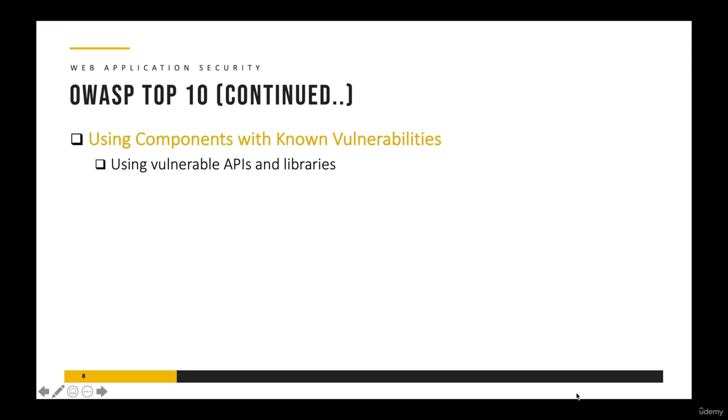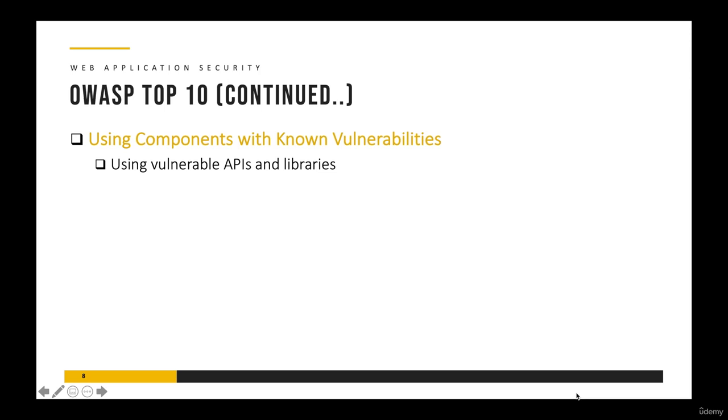So next is using components with known vulnerabilities. This vulnerability has recently made it to the top 10 list. It is a dangerous vulnerability because nobody wants to reinvent the wheel. So whenever we write web applications, we often tend to reuse existing components in order to streamline and speed up the process. And if any of those components have vulnerabilities, then those vulnerabilities will be inherited by your web application.